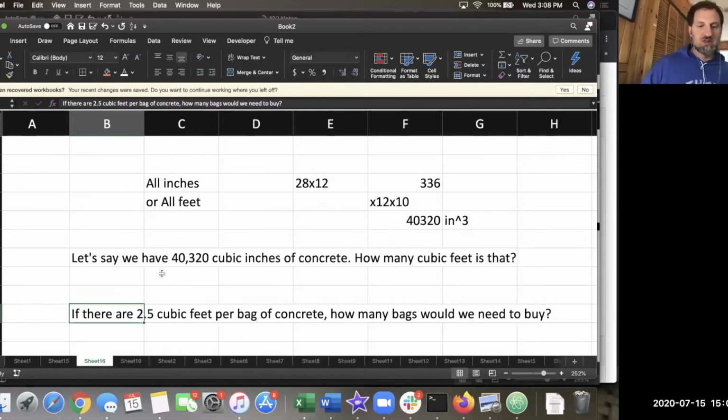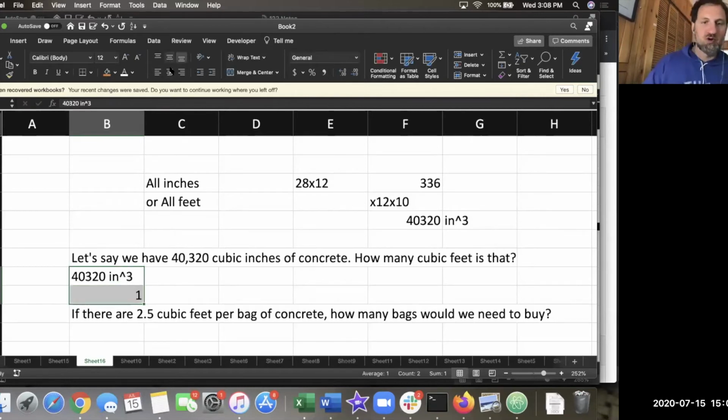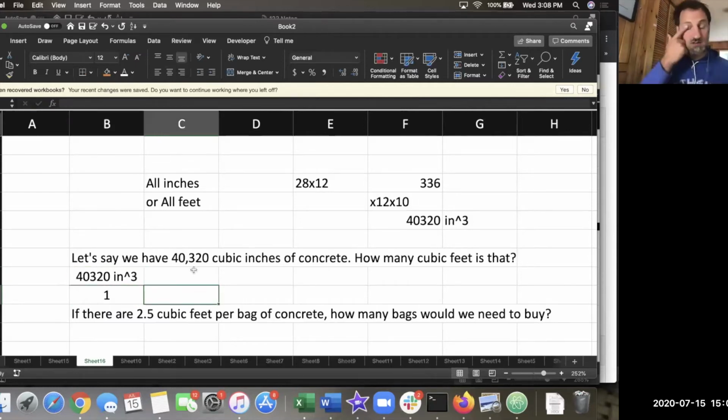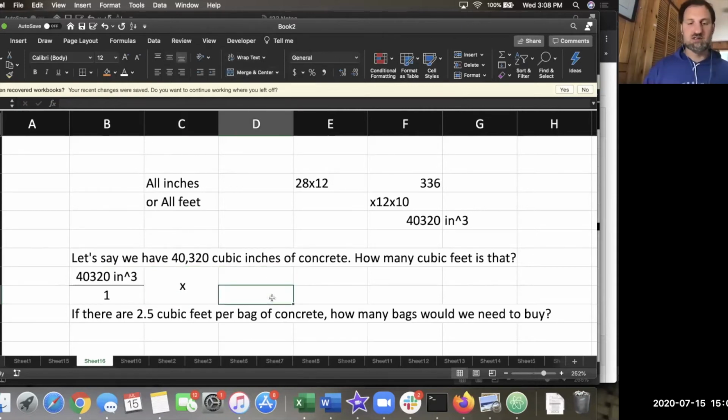Okay. The reason this is complicated is because it's not just a 12-to-1 conversion. And that's the mistake that people most often make. I've got same process. I've got my 40,000 inches cubed. I've got my unit over 1 because it's not a dual level thing. I've just got a unit that I need to convert. And I am going to use the fact that there are 12 inches in a foot, but it's not enough to do it once. So I need inches on the bottom and I need feet on the top.